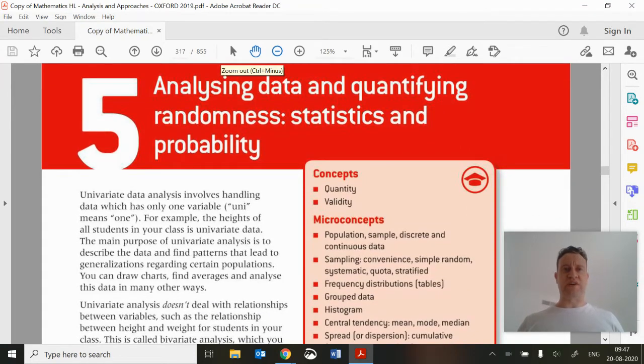We're about to start Unit 5. Unit 5 is Analyzing Data and Quantifying Randomness. So this is statistics and probability, although in fact, it's mostly statistics. There's not a lot of probability in this unit.